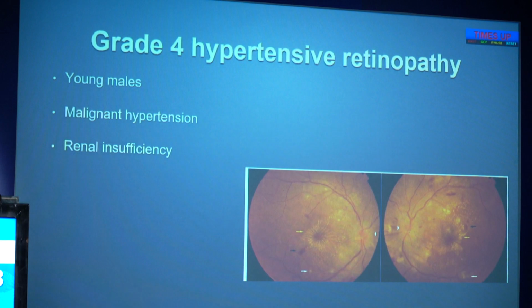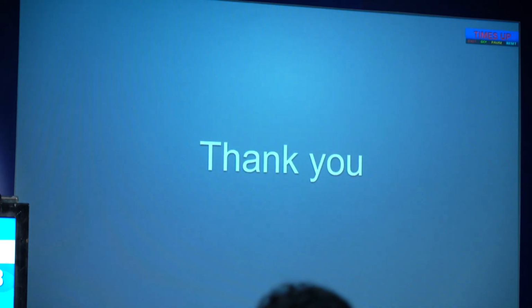I have saved this slide for the last because this is also what we commonly see. We have a patient who comes with disc edema with hemorrhages in the peripapillary area with associated exudates, and these are the patients we actually do an MRI. But if you ask for a routine blood pressure of these patients, we'll definitely come up with a grade for hypertensive retinopathy. So you can save some time for these patients also. Thank you very much.